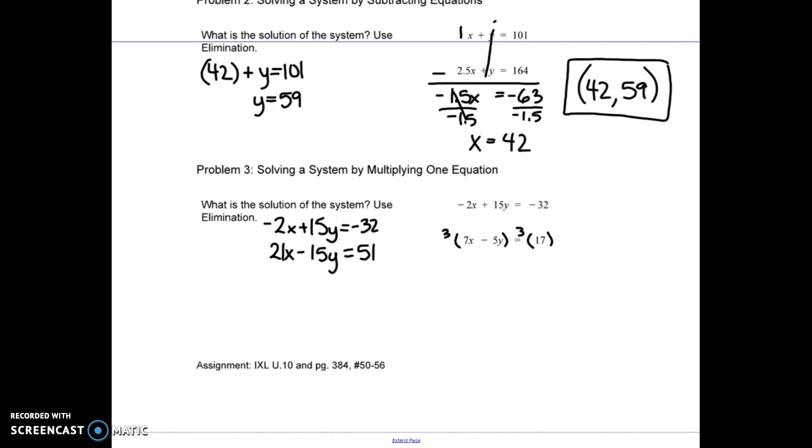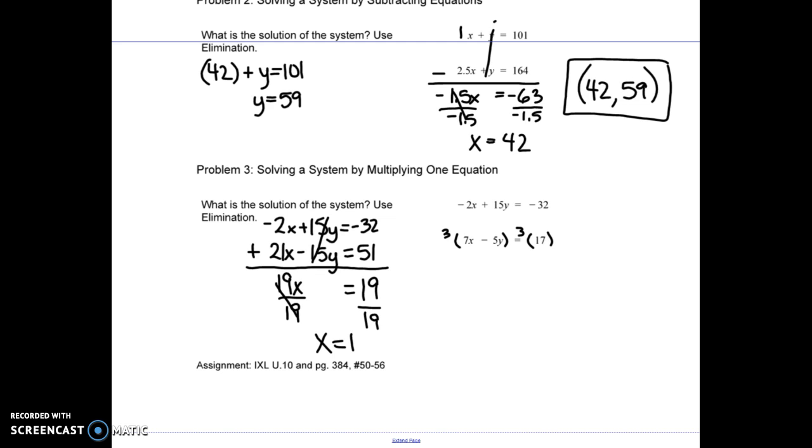So we need to look if we're going to add or subtract. So I have a positive 15 and a negative 15. If they're different signs, we're going to add. Negative 2 plus 21 is 19x. Positive 15 plus negative 15 cancels each other out. And negative 32 plus 51 is 19. Divide both sides by 19. x is equal to 1.